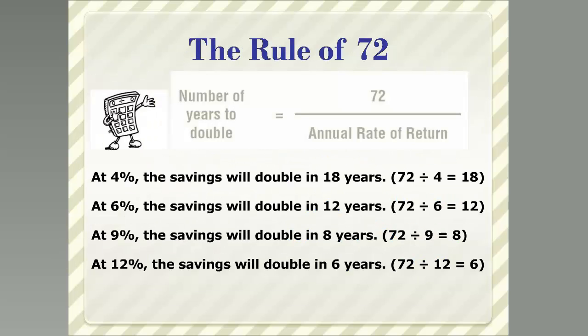The rule of 72 is a shortcut that can be used to find out how many years it will take for an investment to double in value using compound interest. The formula is 72 divided by the annual interest rate. At 4%, the savings will double every 18 years. At 6%, the value will double every 12 years. At 9%, it will double in 8 years. And at 12%, it will double in 6 years.